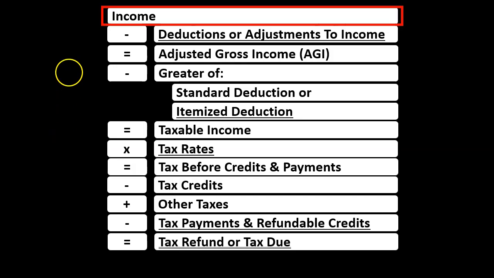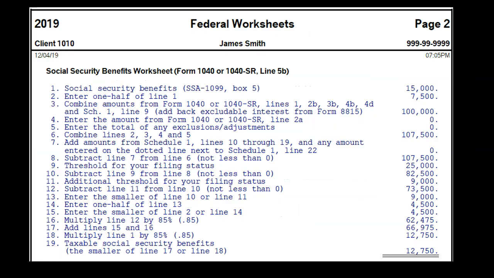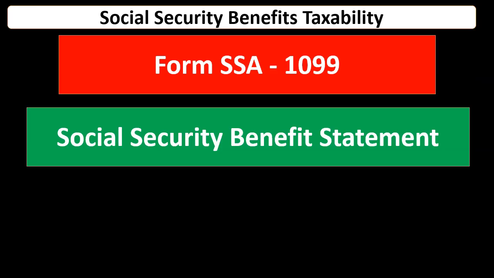In terms of our equation, we are up here in the income line. We're going to be dealing with the Social Security, which is going to be on line 5A. The key point here is that part of it will be taxable. We'll have to determine how much of it will be taxable, so we'll test that out with the software.